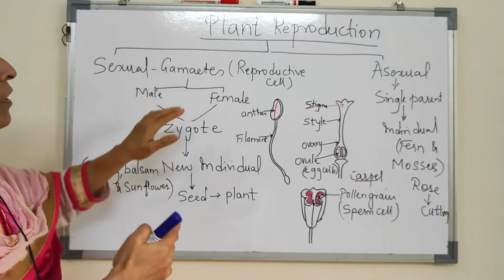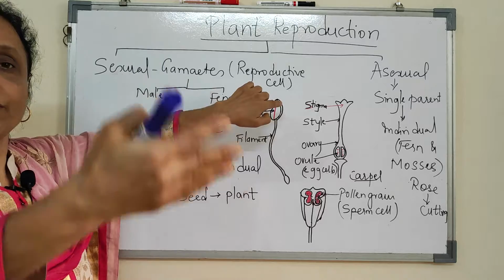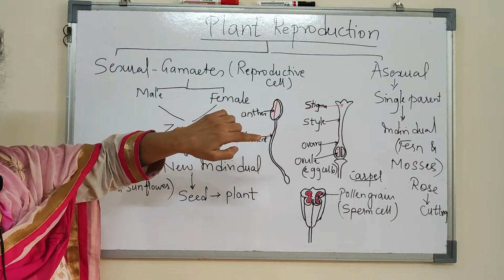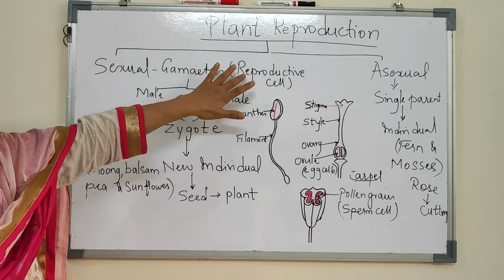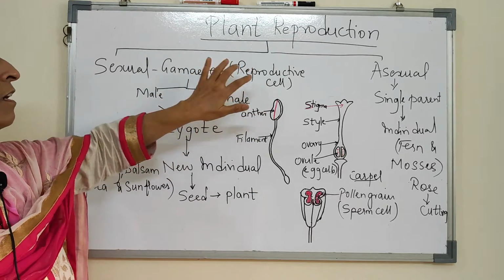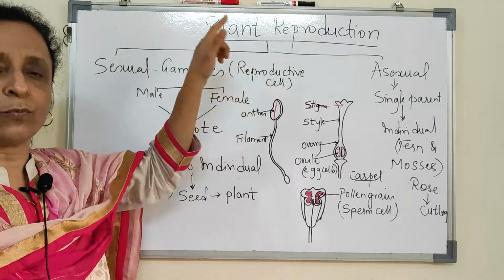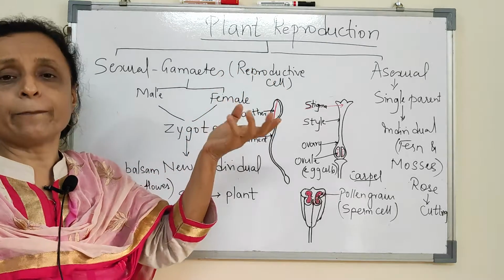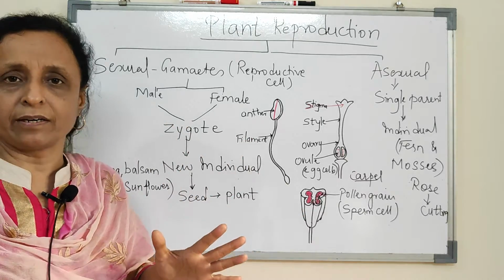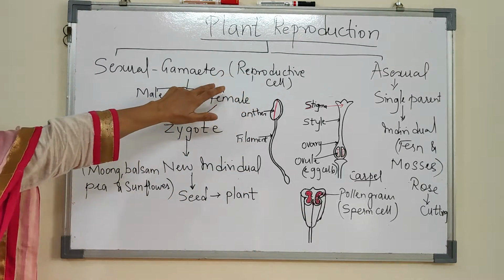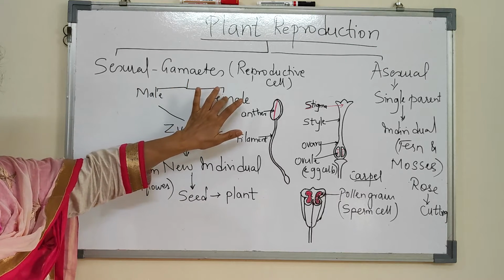In sexual reproduction, reproductive cells are produced. The cell which is going to give rise to a young one, a new plant, a new individual. So these reproductive cells are known as gametes. Gametes are reproductive cells, so we are not going to say reproductive cell every time. We are going to say gametes. Gametes means reproductive cells. Now, these reproductive cells or gametes are of two types, male and female.